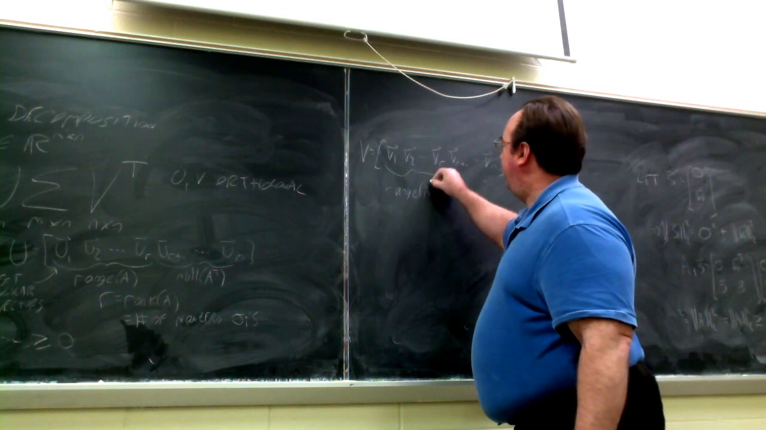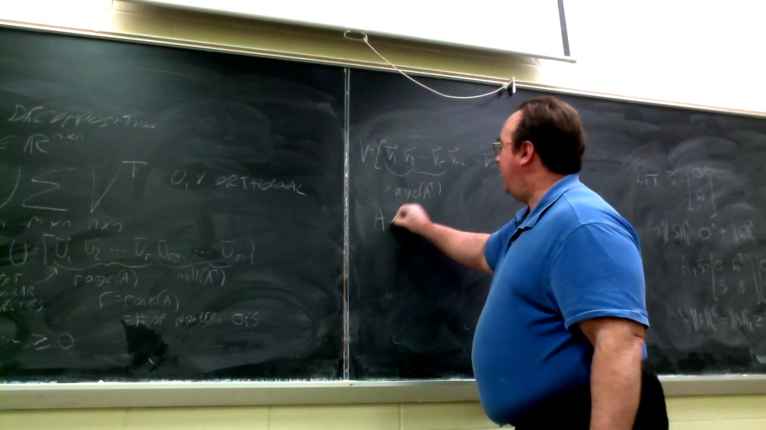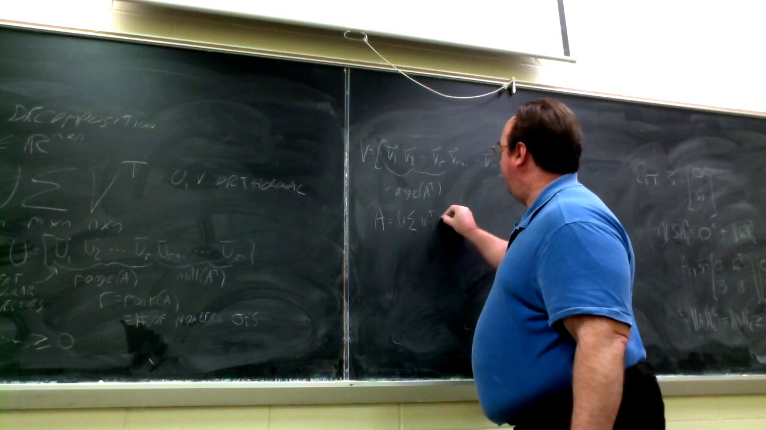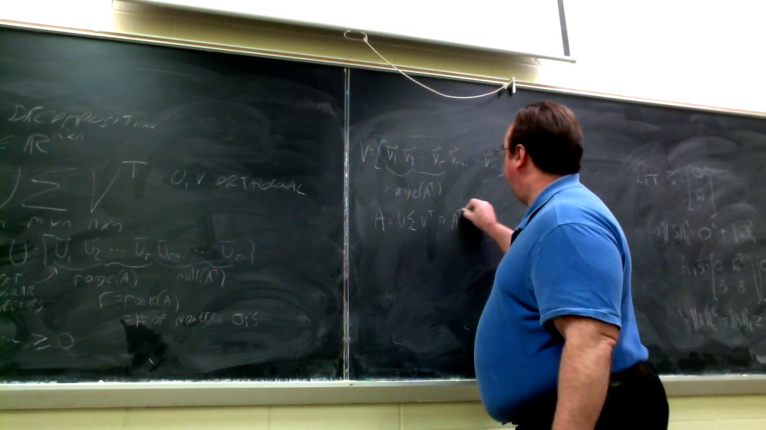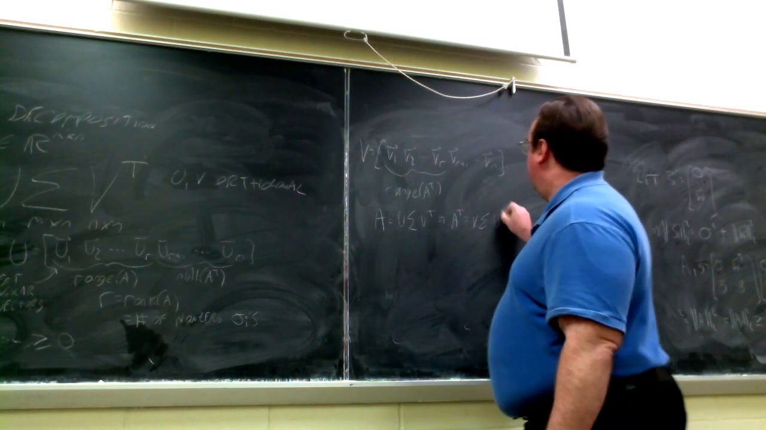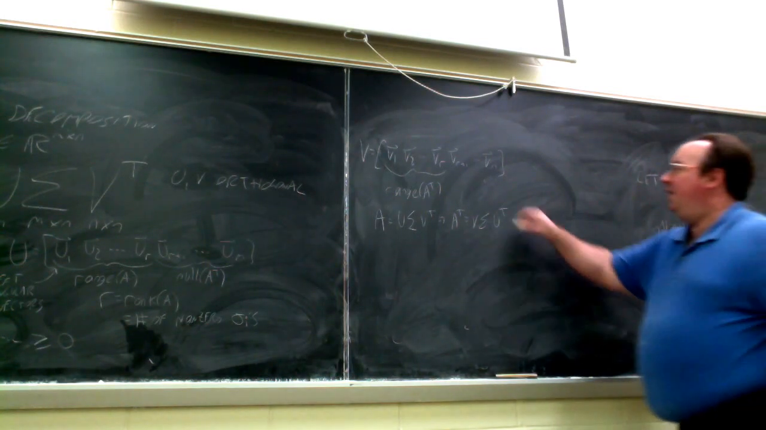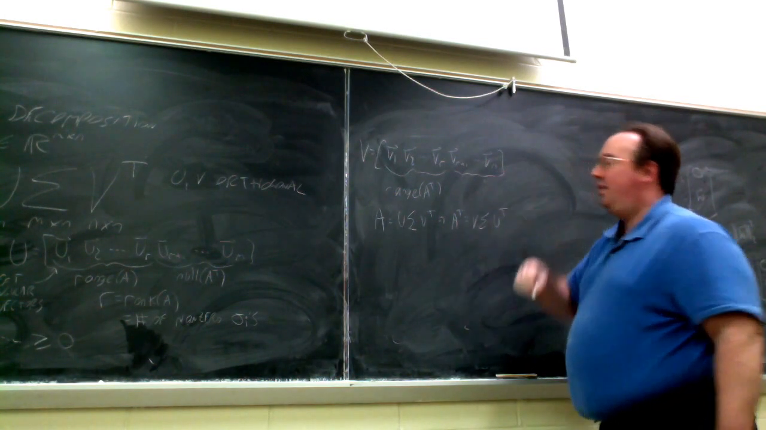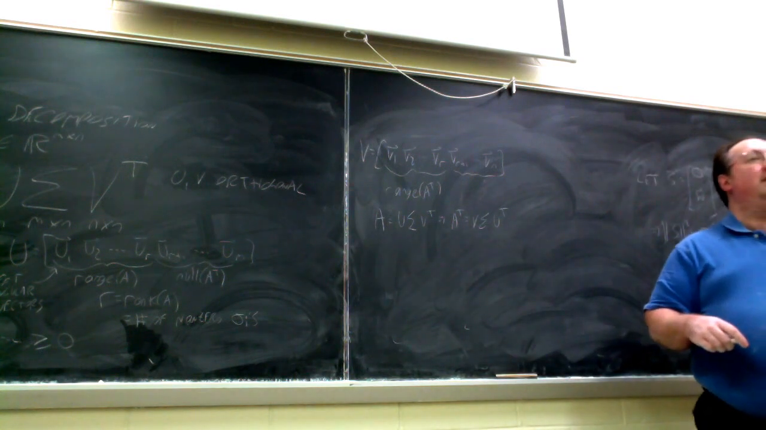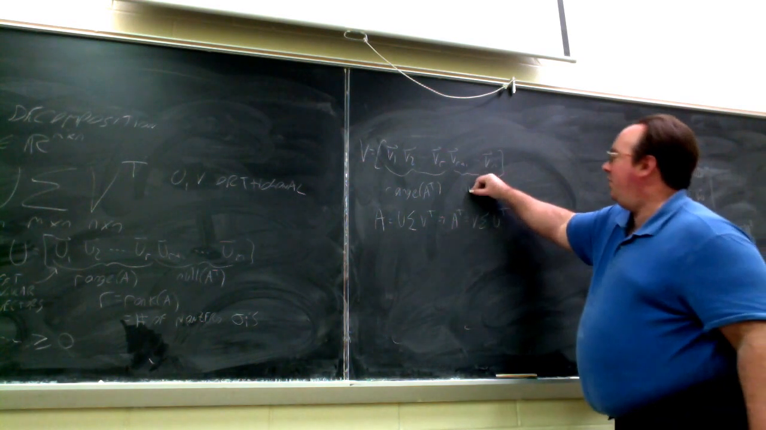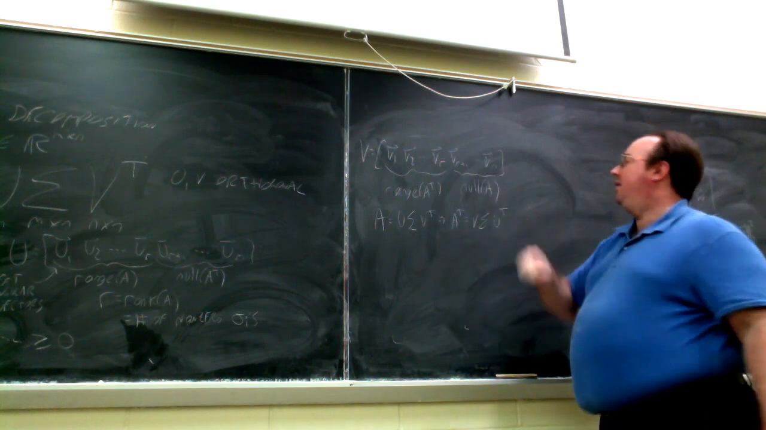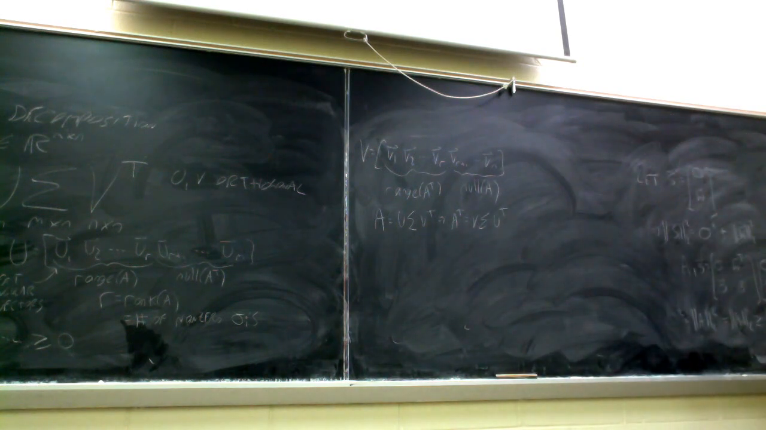It's range of A transpose. Because if A is U sigma V transpose, A transpose is equal to V sigma U transpose. So now V plays the role of U for A transpose. And what about these guys? The null space of A. Yeah, null space of A. Okay.